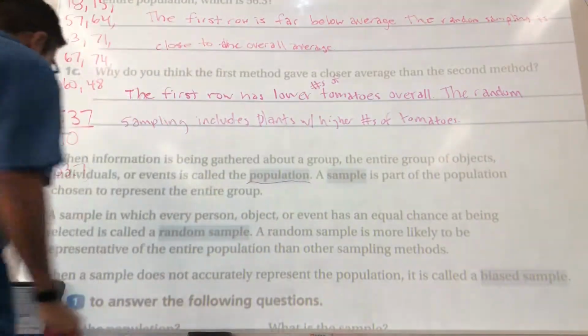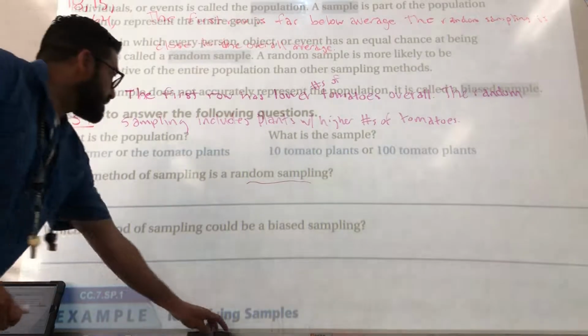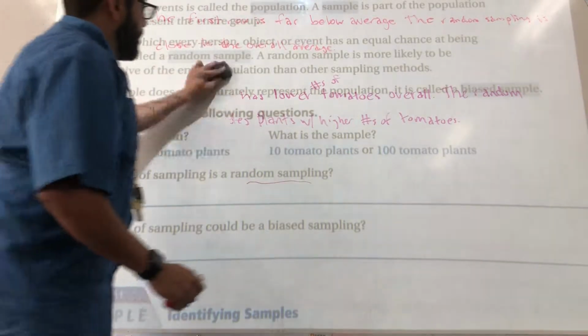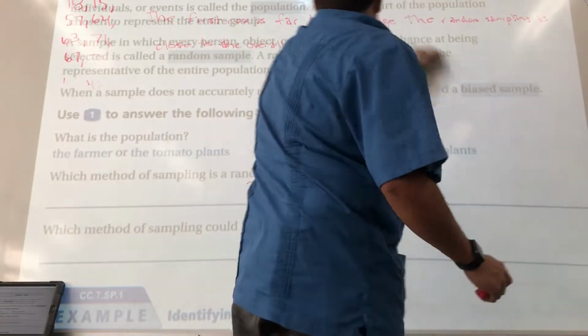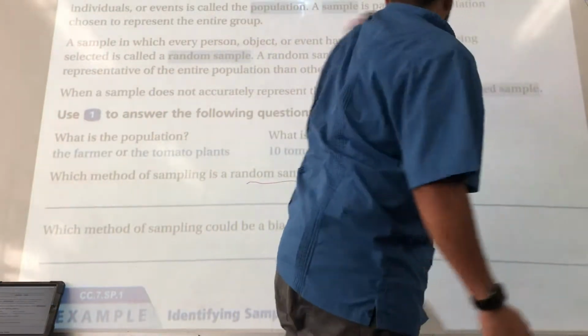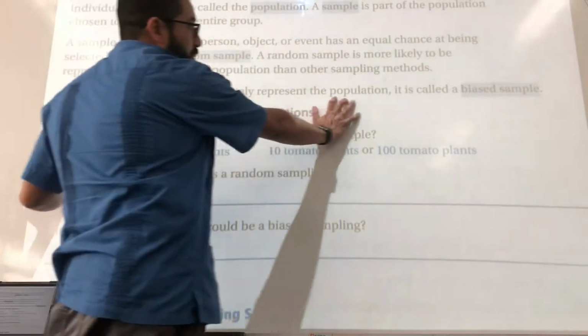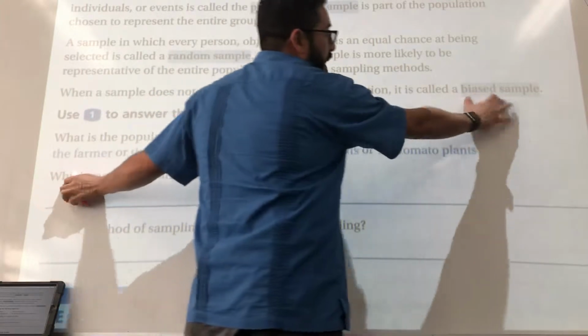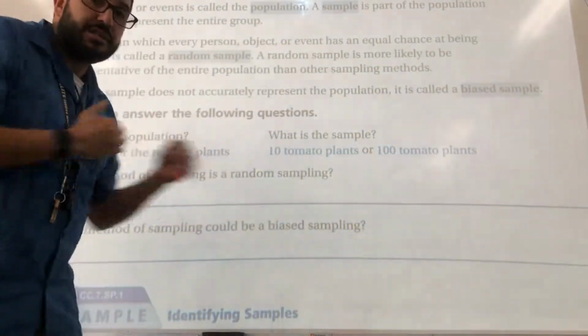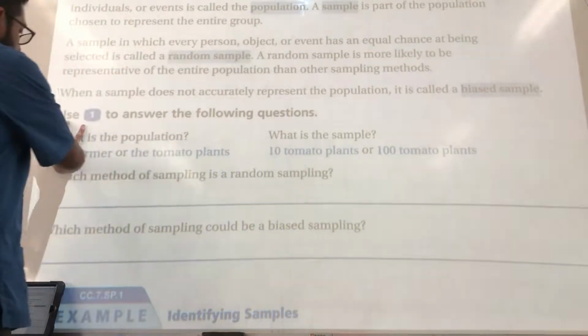All right, now on to part 2. So, when a sample does not, let me erase this now. Okay, sorry about that. When a sample does not accurately represent the population, it's called a biased sample. So if we just took 7th grade, that would be a biased sample, okay?